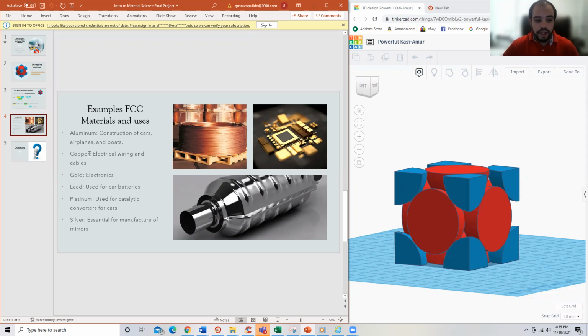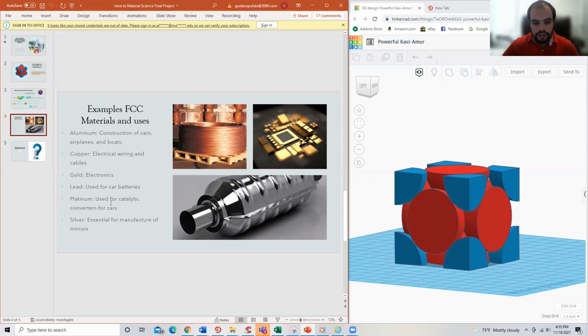We have copper, which, due to its conductive properties, is used in electrical wiring and cables. Gold for electronics. For this one, we know that gold is actually used more for jewelry than for anything, but I find it very interesting that it's used in electronics as well. Then lead is used for car batteries and other kinds of batteries, but this one, due to being harmful for human beings, we are trying to reduce it and be very, very careful with this material.